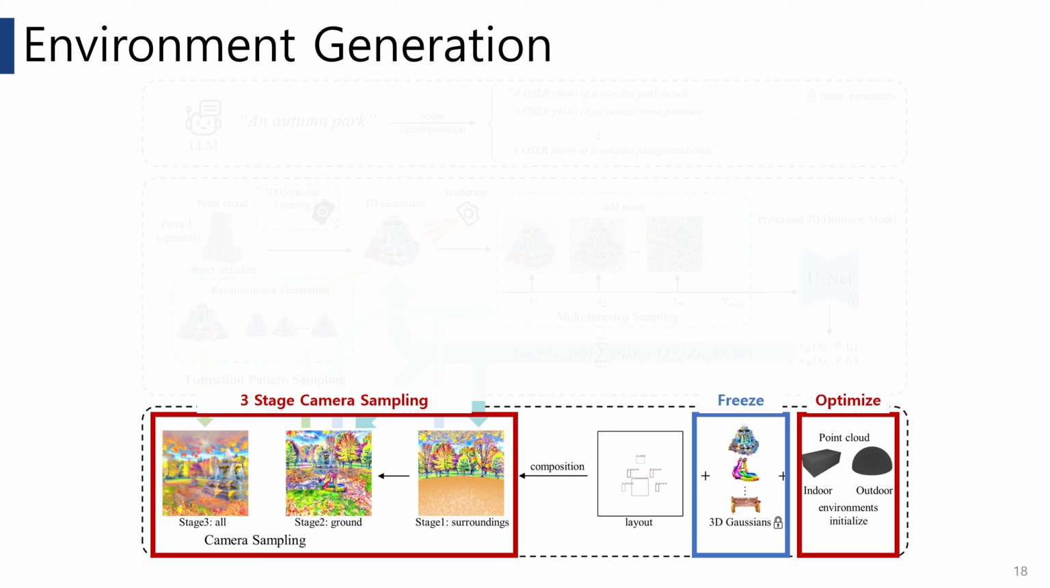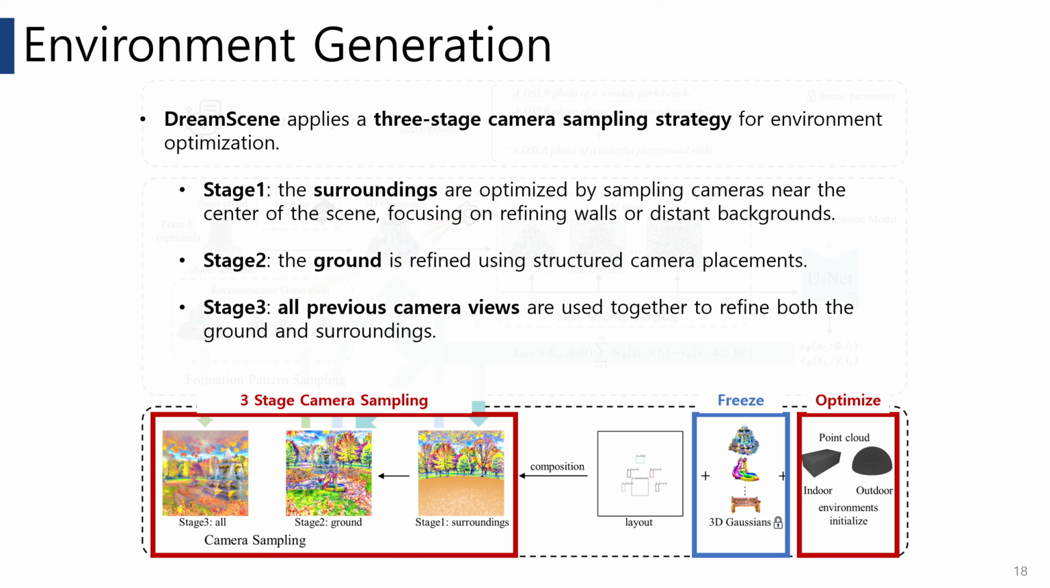DreamScene applies a three-stage camera sampling strategy for environment optimization. Before diving into the three stages, it is important to note that this process freezes the parameters of the optimized 3D Gaussian objects and only updates the parameters of the environment Gaussians. First, the surroundings are optimized by sampling cameras near the center of the scene, focusing on refining walls or distant backgrounds.